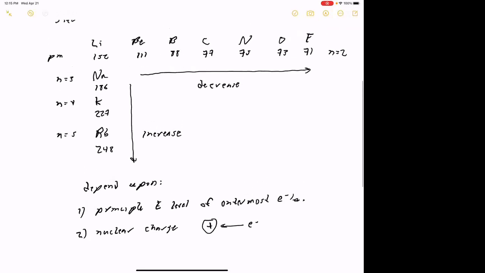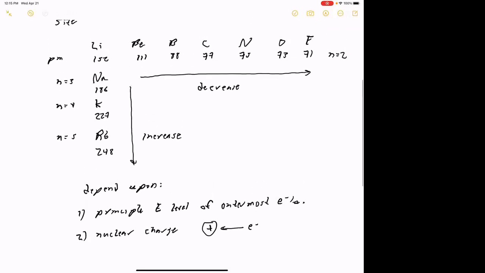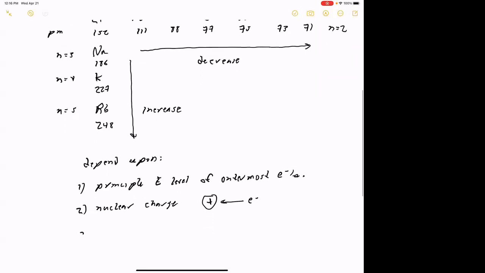Now, that doesn't necessarily explain what's happening as we go down the column, right? Because think about it, as I go lithium, sodium, potassium, rubidium, I'm introducing more protons there, aren't I? But notice that the atom continues to get bigger. So the thing I have to think about from that point of view is what we call shielding of nuclear charge by core electrons.